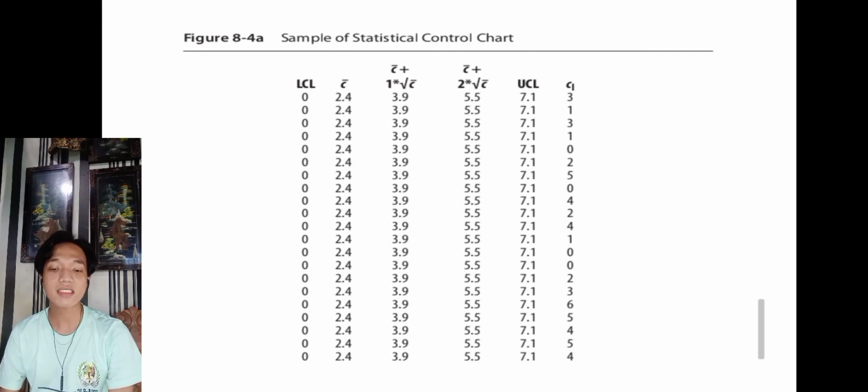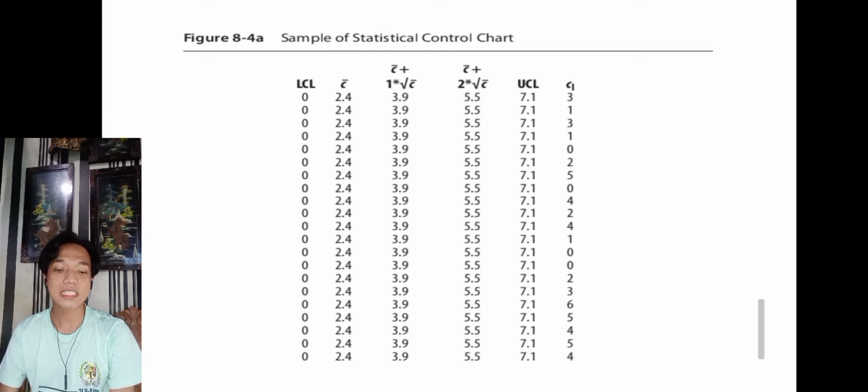No. But if the next sample has 3 or more defects, that could indicate there is probably a shift, a higher number of defects per sample than you would expect with C equals 2.4, since the previous 6 points are above the mean: 3, 6, 5, 4, 5, 4.